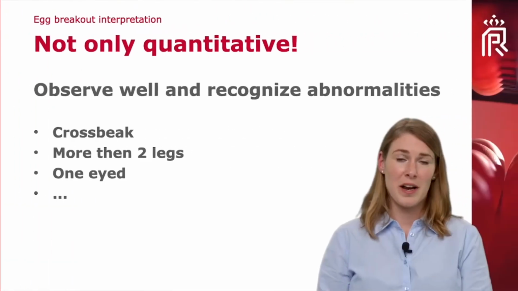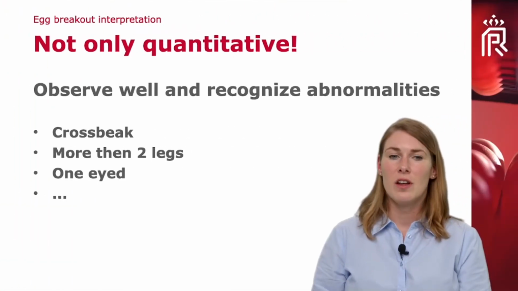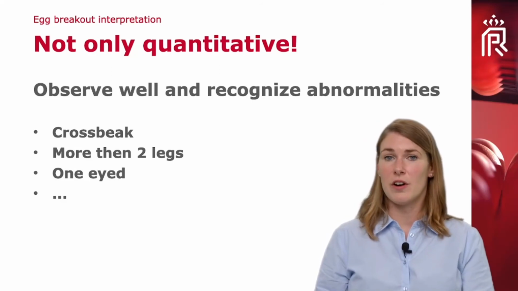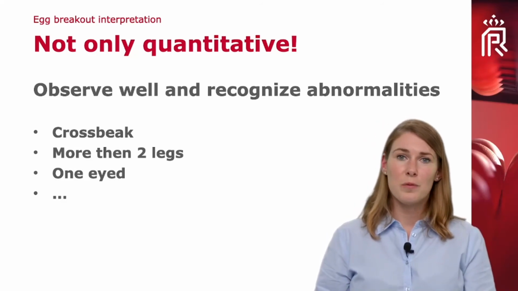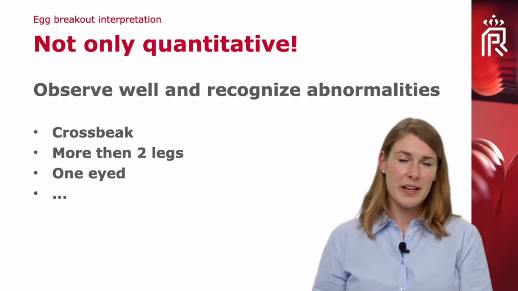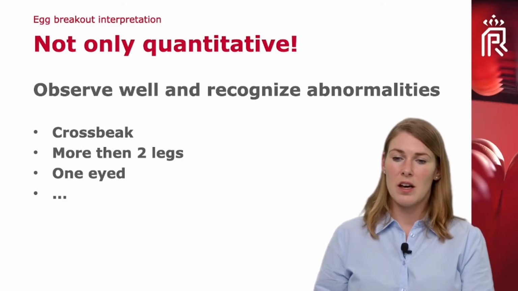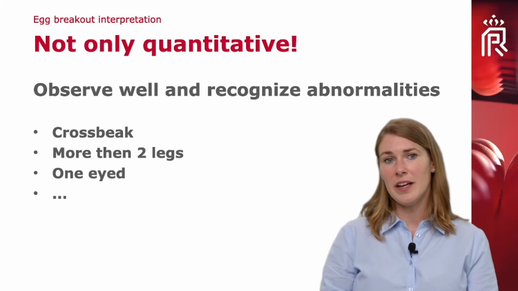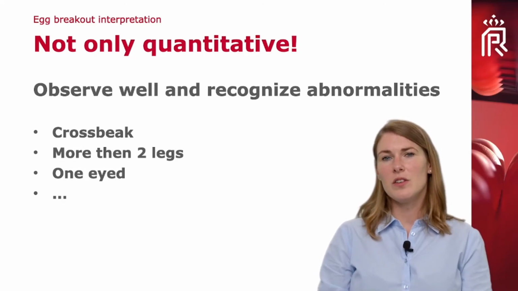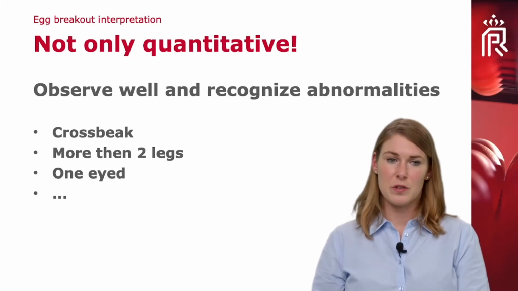There are other things as well, like abnormalities. There are a lot of abnormalities that can occur. A couple of them, for instance, are crossbeak. We can see maybe more than 2 legs, so 3 or 4 legs. We sometimes see an embryo with 1 eye. These are important to write down as well. So it's not always just about the rough data, you also kind of want to zoom in sometimes.